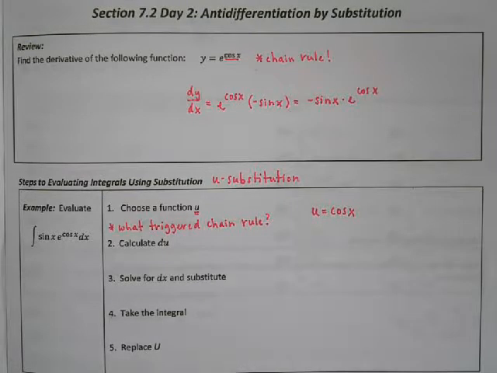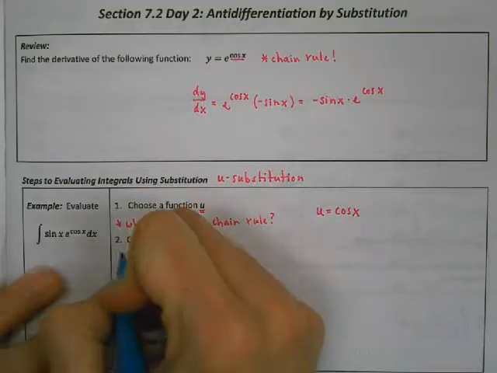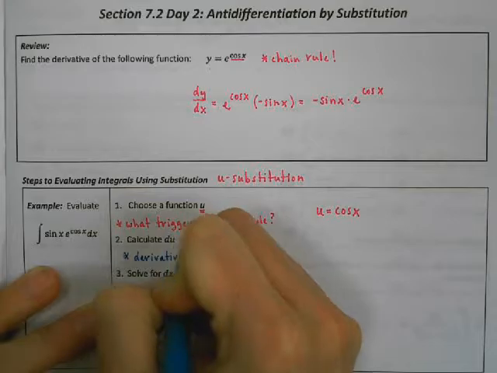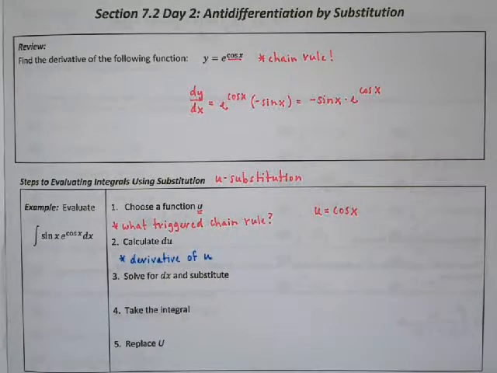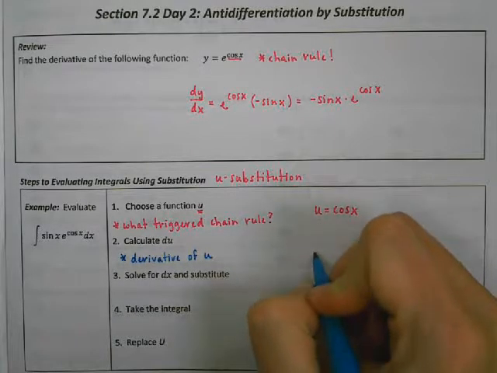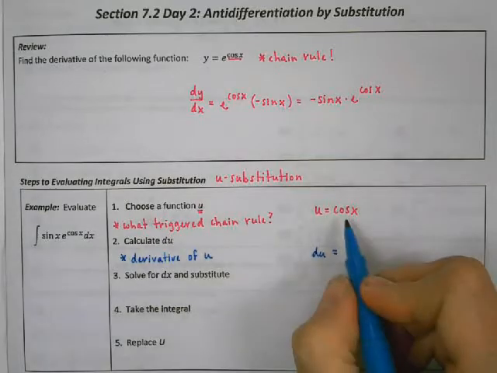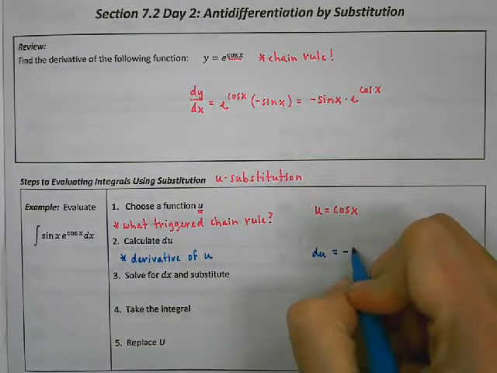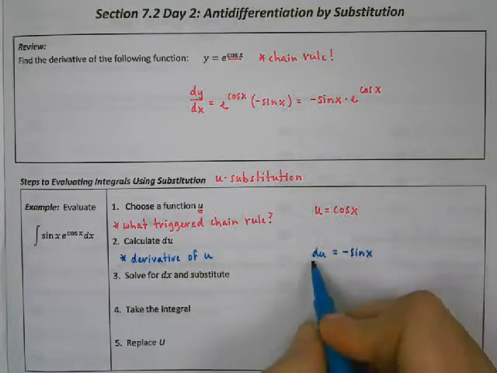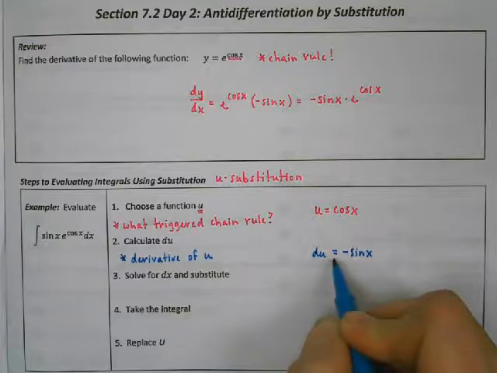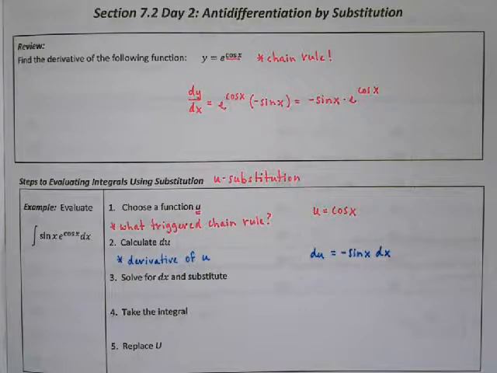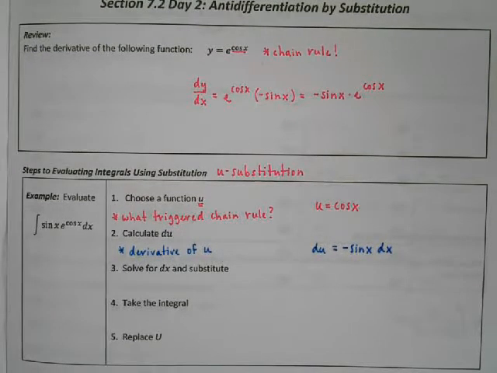Second part we're going to do is we're going to calculate du, right? Du is just the derivative of u. So if I'm looking at my function here, I'm going to take du is equal to, the derivative of cosine is going to give me negative sine of x, and we're going to write this like we did with differentials. Instead of du dx, we're going to say du equals negative sine of x times dx. So we're going to write that like our differentials.